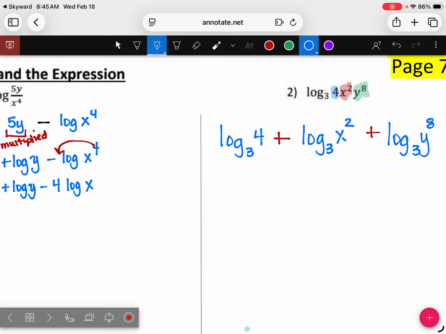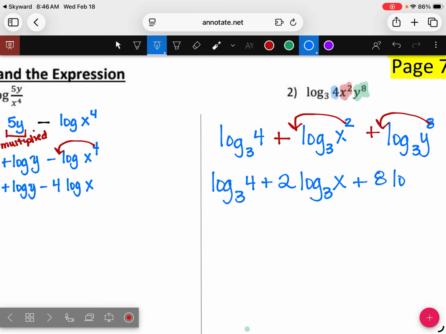The last thing we're going to do: do any of these three terms have exponents? All right, show me with your fingers. How many of them have an exponent? 2. So I'm going to take this 2 and move it right here. This 8 is going to move right there. So my final answer would be log little bitty 3 of 4 plus 2 times the log little bitty 3 of x plus 8 times the log little bitty 3 of y.